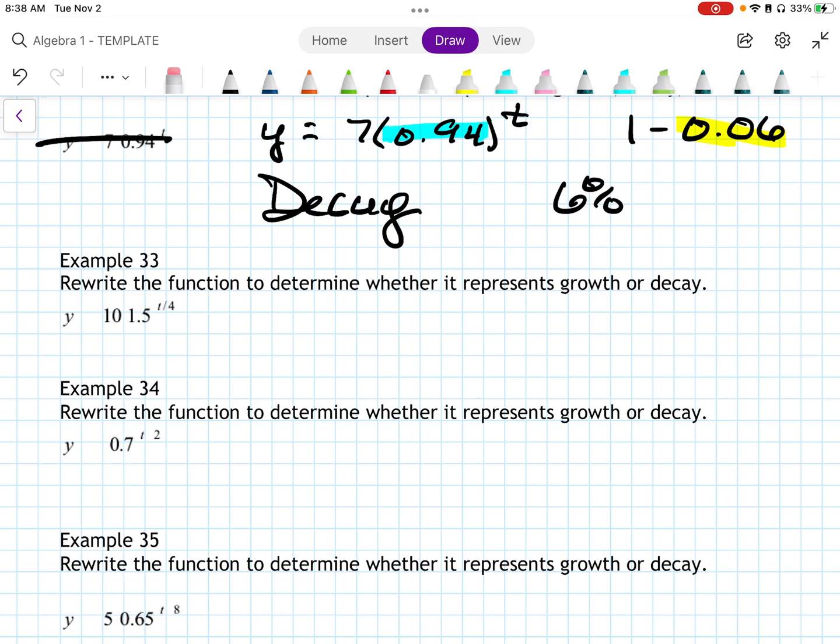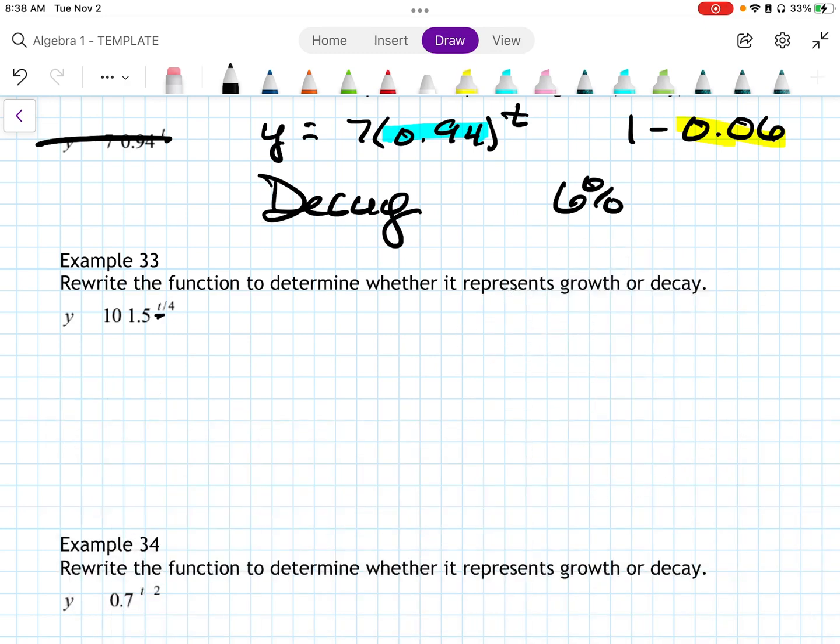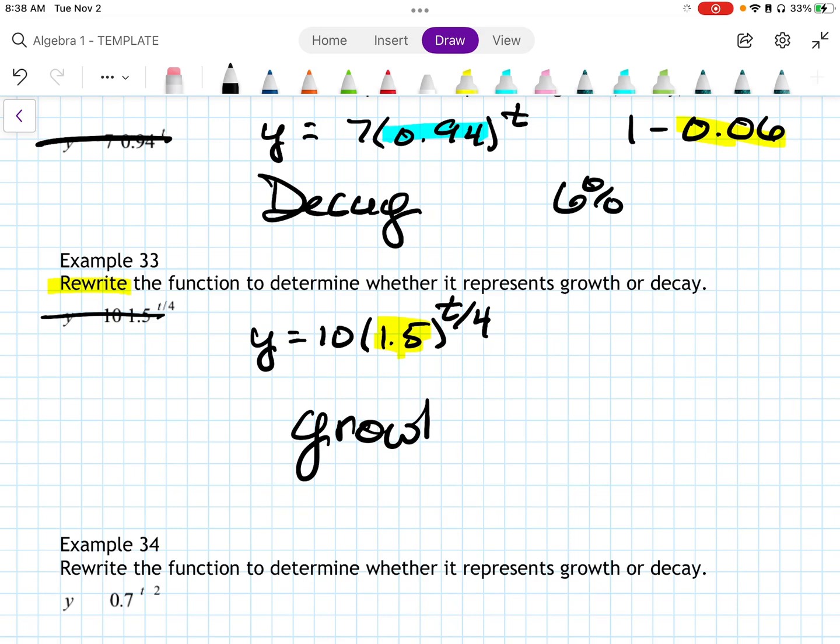Example 33. This should read as y equals 10, parenthesis 1.5 to the t over 4. Now, it says to rewrite the function. We do not have to do that. You don't need to rewrite them. If on the homework assignment it says to rewrite, don't rewrite it. Just look at this. We still have the 1.5. That is greater than 1. So this is a growth. Exponential growth.